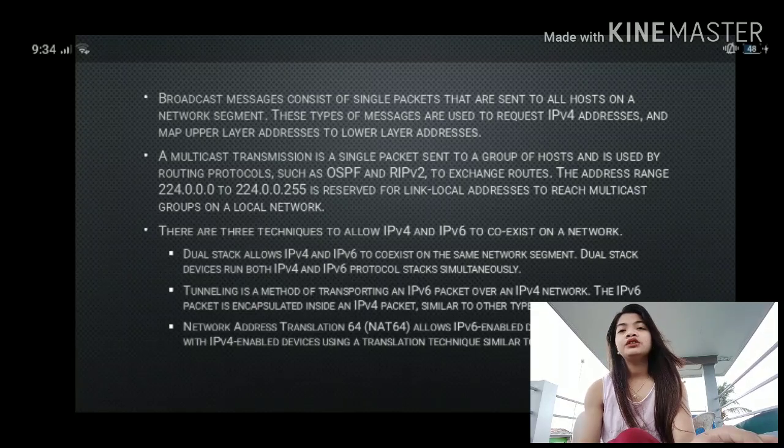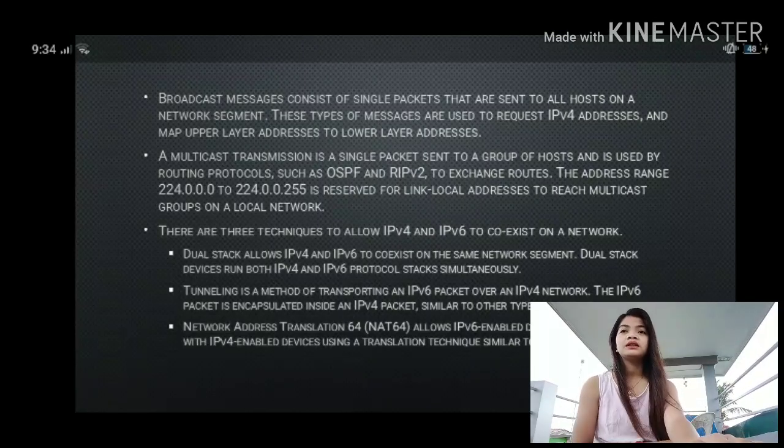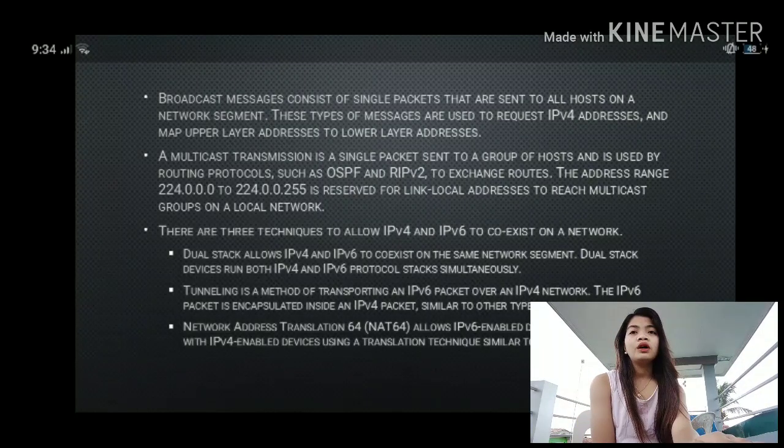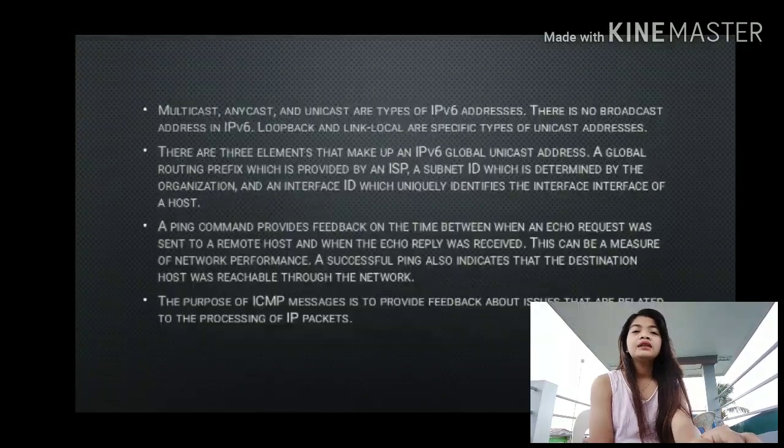Multicast, anycast, and unicast are types of IPv6 addresses. There is no broadcast address in IPv6. Loopback and link local are specific types of unicast addresses. There are three elements that make up an IPv6 global unicast address: a global routing prefix, which is provided by an ISP; a subnet ID, which is determined by the organization; and an interface ID, which uniquely identifies the interface of the host.